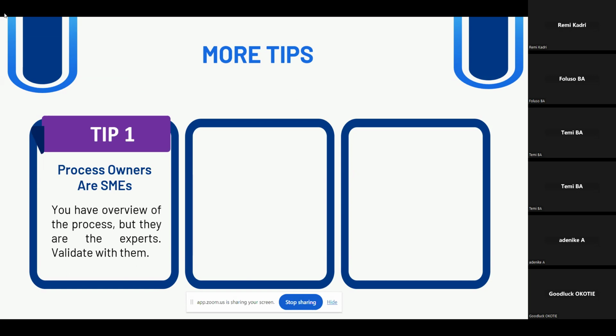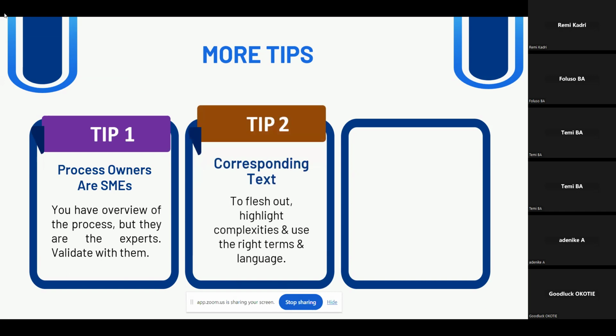So most of the time, once you validate it with them, it's fine. You don't have any issues. So always remember, yes, I talked about the corresponding text. A lot of people miss this part out. And the thing about it, apart from the fact that it helps you create the process map, is that some processes are so complex that you might not be able to capture every single thing on the process map, even though your process map is detailed.